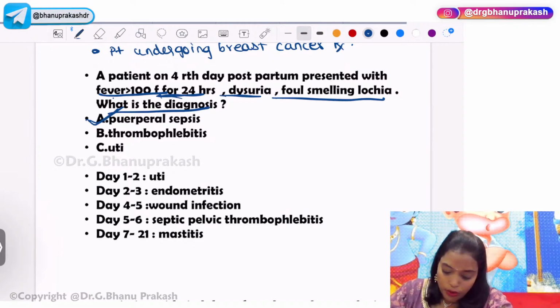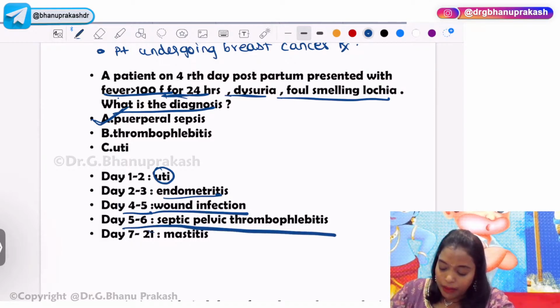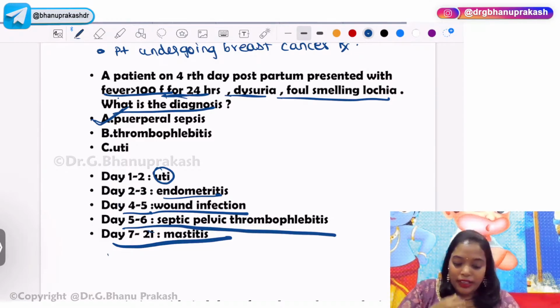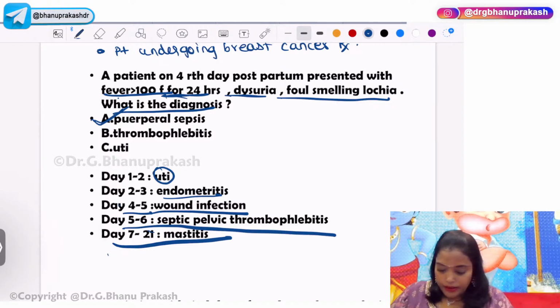Day 1 or day 2, UTI. No, HIV you can breastfeed. Day 2 to day 3, it is endometritis. Day 4 to day 5, it is wound infection. Days 5 to 6, septic pelvic thrombophlebitis. Day 7 to 21, it is called mastitis. Okay? Right? Okay, next.